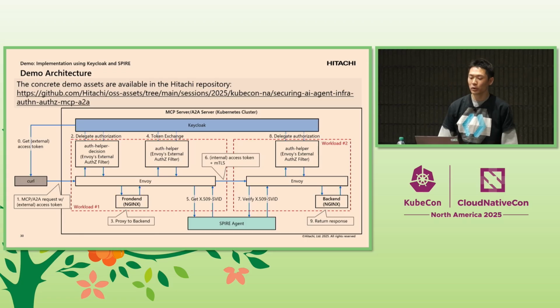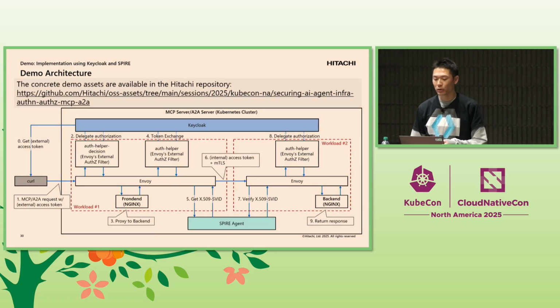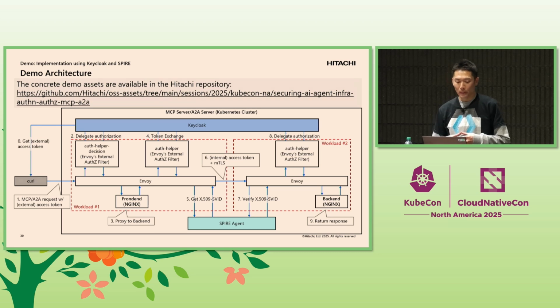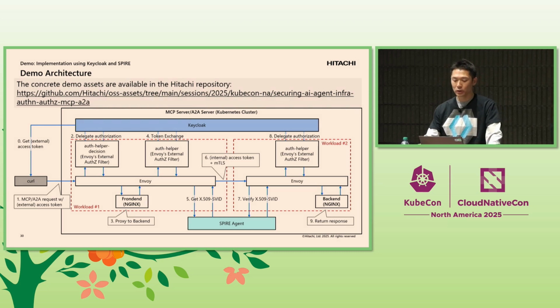Here is a more concrete demo architecture based on the Spire quick start example. This demo architecture shows how secure agent communication is achieved by combining Keycloak, Spire, Envoy, and NGINX. First, the client obtains an external access token from Keycloak and sends an MCP request to workload 1 through Envoy. Envoy checks authorization with Keycloak. If approved, the request is forwarded to the front-end NGINX.